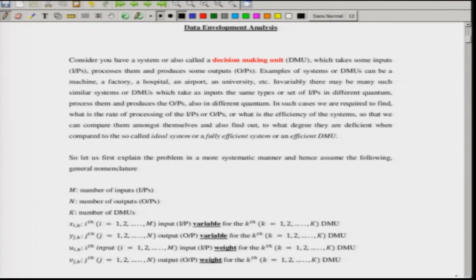So consider you have a system. A system is basically any unit which takes some input and gives some output, and consider those units are called the decision making units. An example can be hospitals. So Apollo hospitals, if they are at different parts of the country, in Mumbai, in Kolkata, in New Delhi, in Chennai and Bengaluru, so if you have different units of Apollo, they will be considered as decision making units or DMUs, as mentioned in the first line.